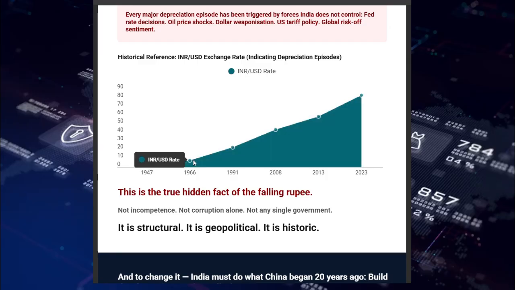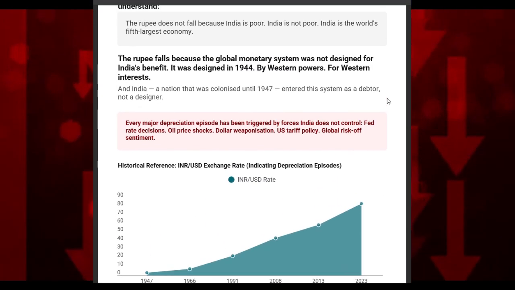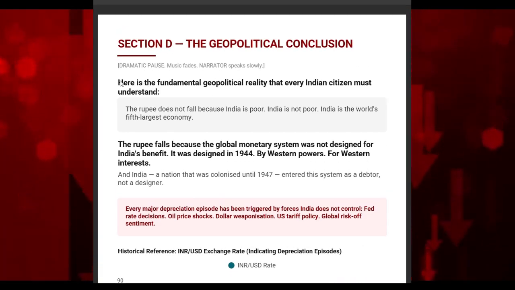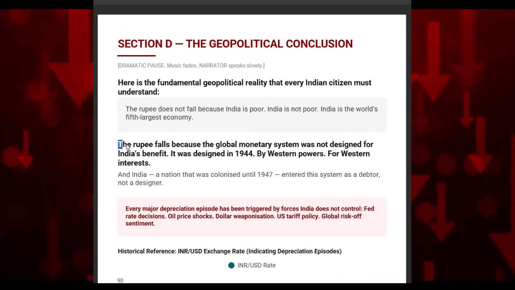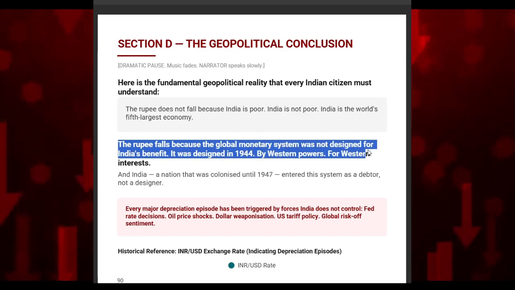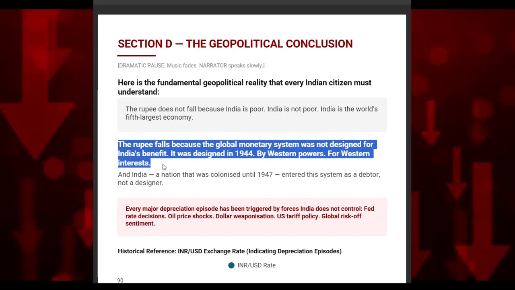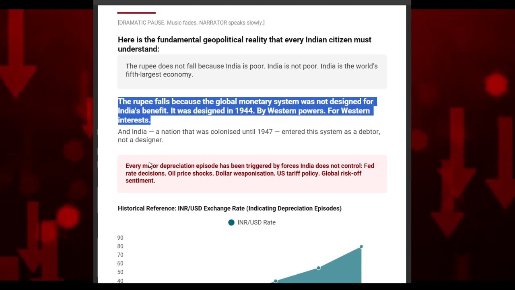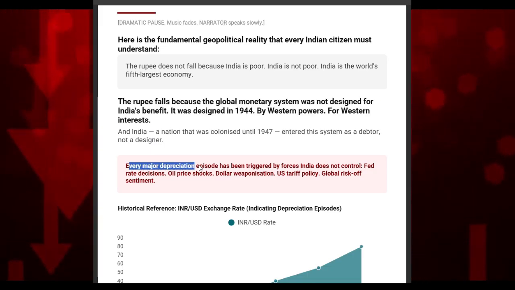The rupee falls because the global monetary system was not designed for India's benefit. It was designed in 1944 by Western powers for Western interests, and India, a nation that was colonized until 1947, entered this system as a debtor, not a designer.